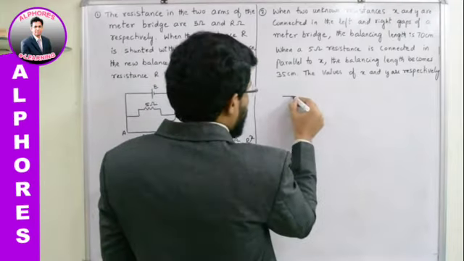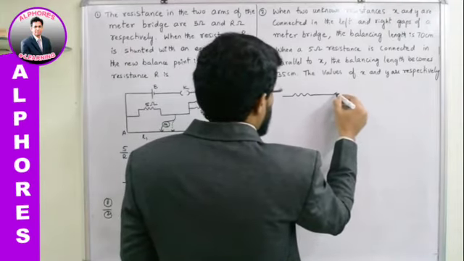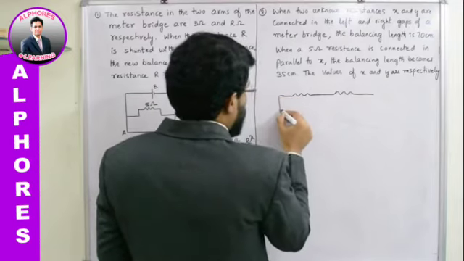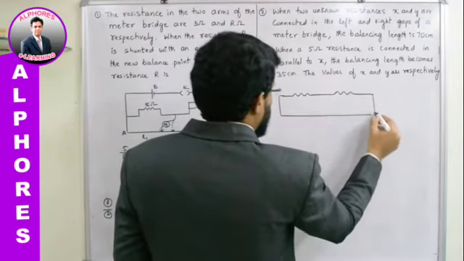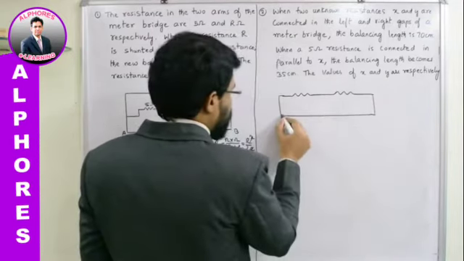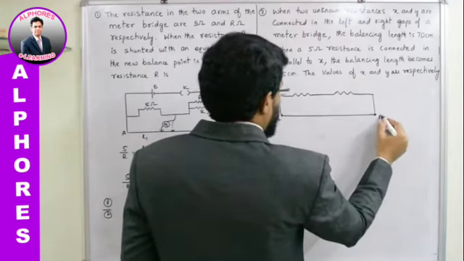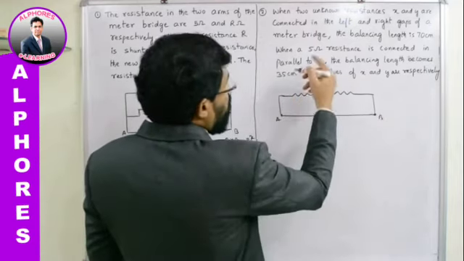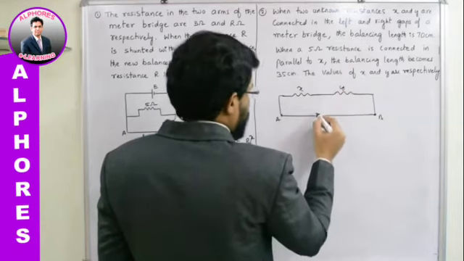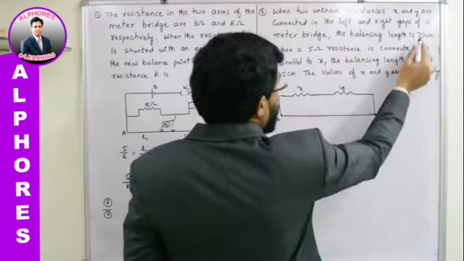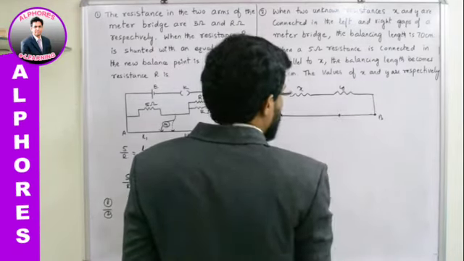So let me draw one small diagram here. Let us say this is the resistance in the left gap. Okay, so this is the meter bridge. That's how we'll imagine the picture. So A, B. Okay, so this is X and this is Y. So initially what was the balancing length? 70 centimeters. Maybe somewhere here the balancing length was obtained.